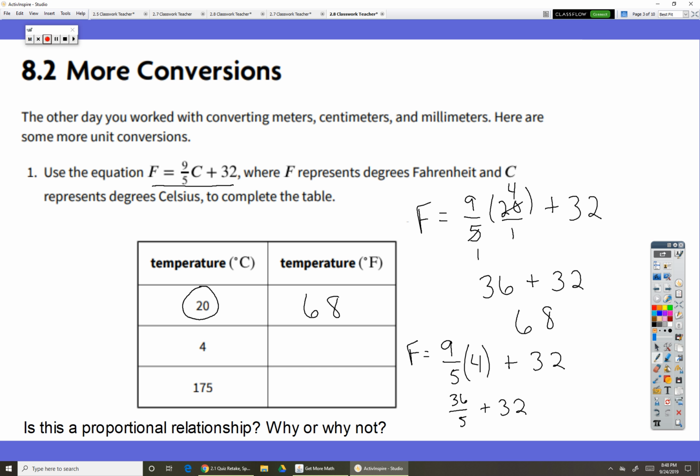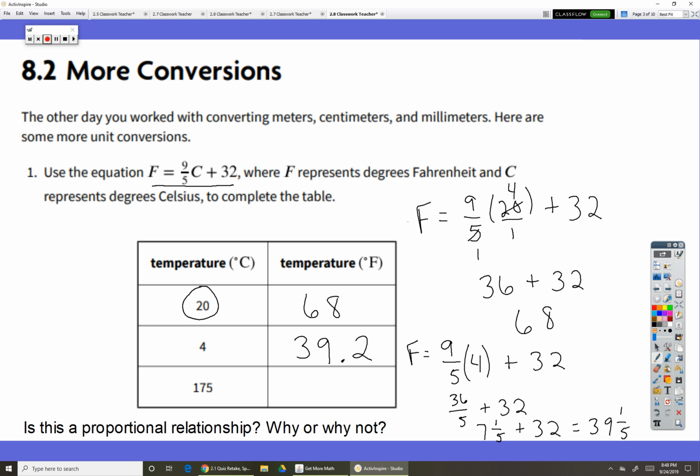And 36/5 as a mixed number, let's see, 5 goes into 36 7 times with 1 left over, so we have 7 1/5 plus 32. That equals 39 1/5. So 39 1/5, or it might be more common to express temperature using a decimal, so the equivalent decimal is 0.2, 2/10, which reduces to 1/5.